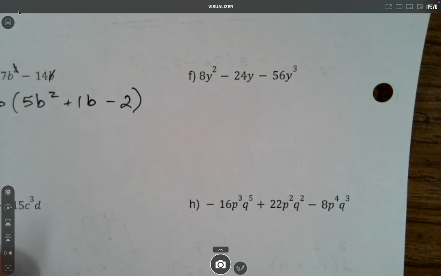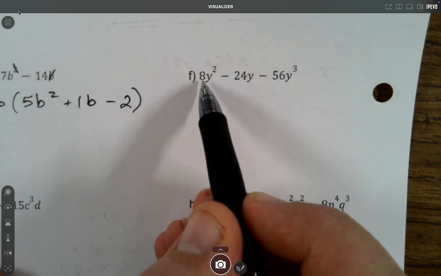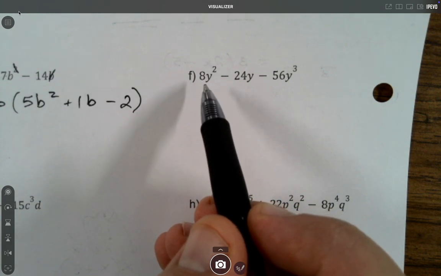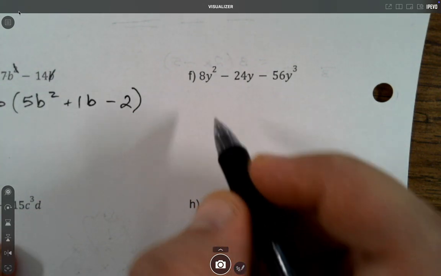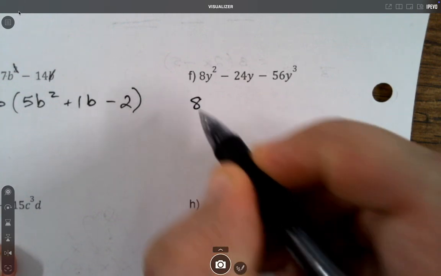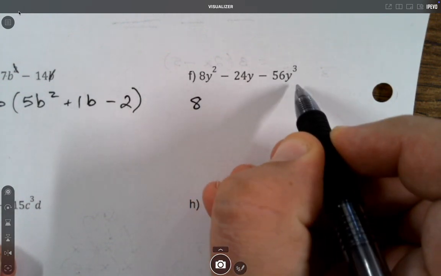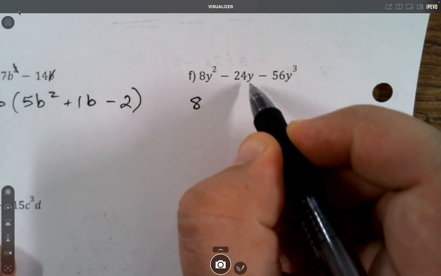Now on F, like I said, I recommend you look at the numbers first. 8, 24, and 56. 8 goes evenly into all of them. And they all have a y, but I can only pull out one y because that's all this middle term has.